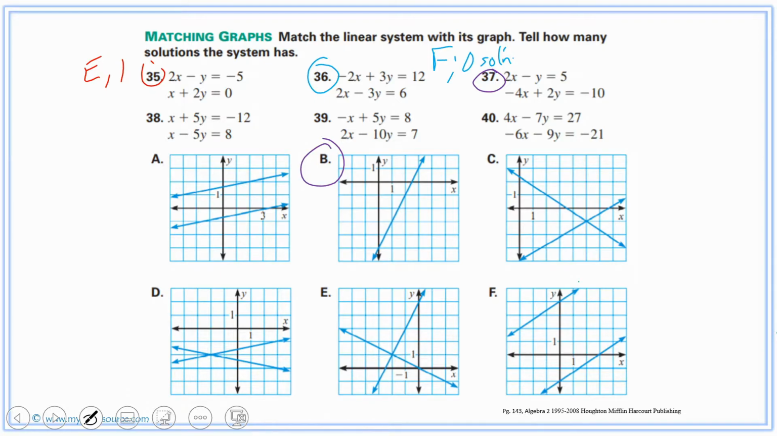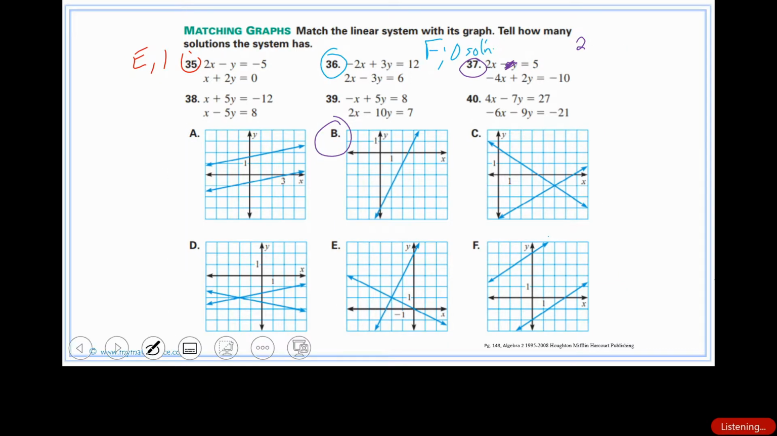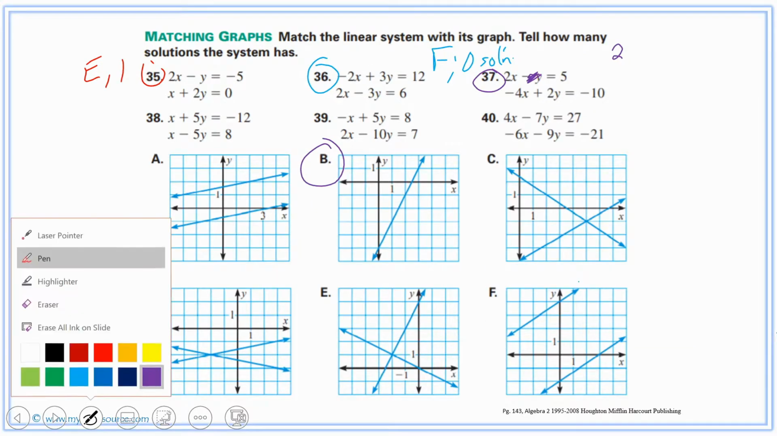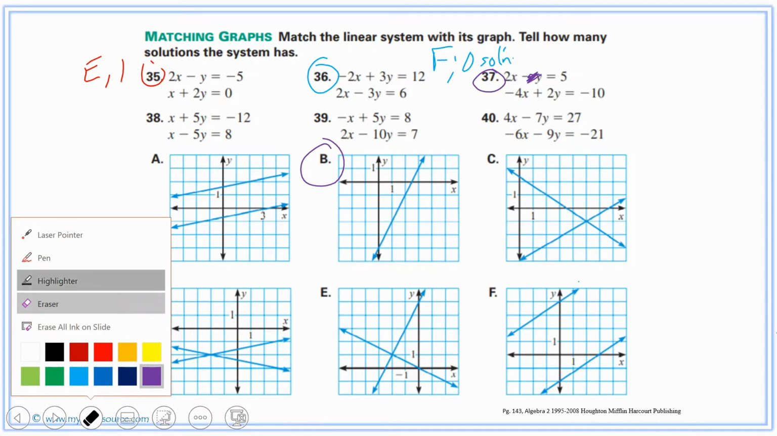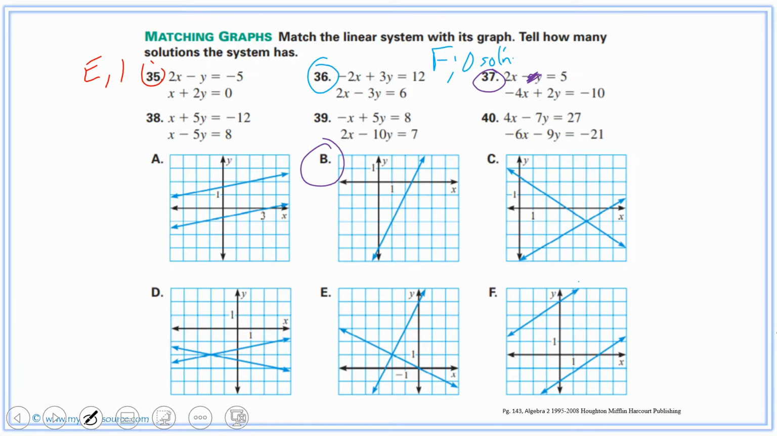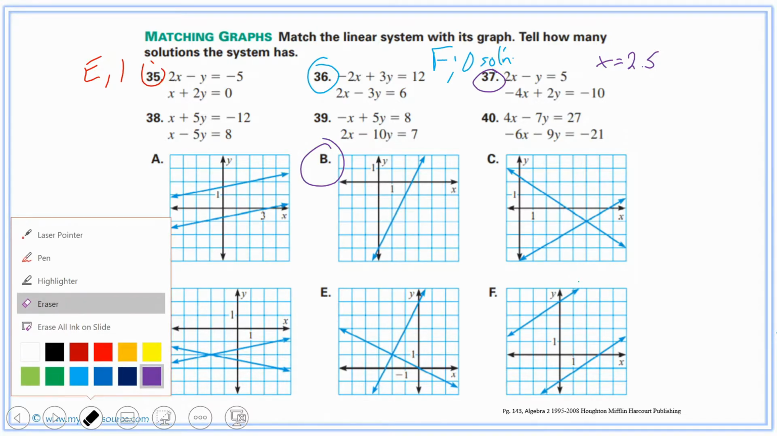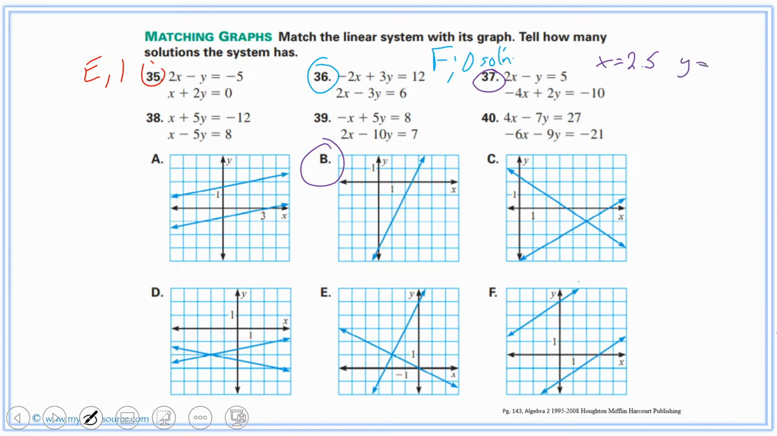So we can find the x and y-intercepts. If I set y equal to 0, then x is equal to 5 over 2, or 2.5. And if I set x equal to 0 and solve for y, I get y equals -5. That's for the first one.